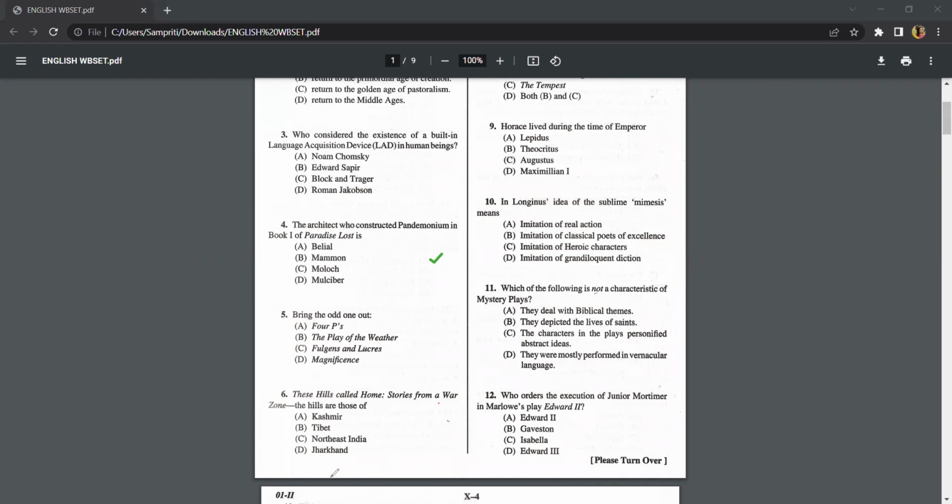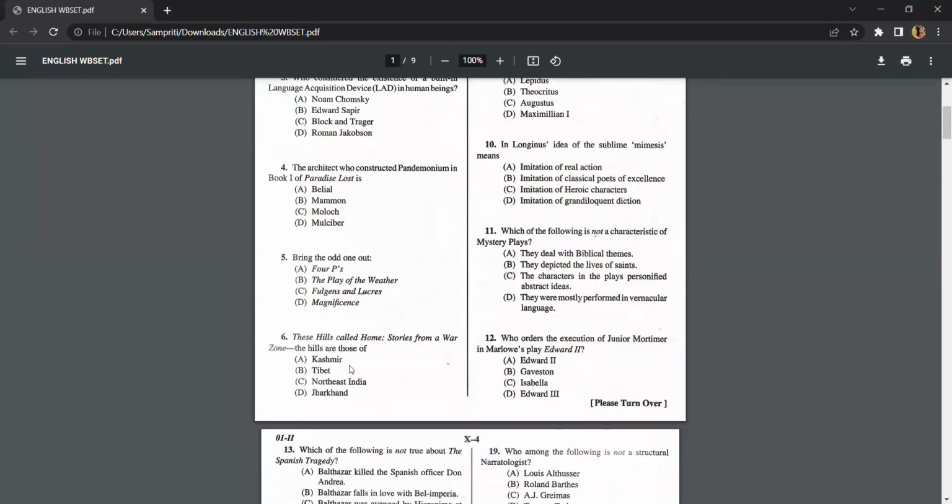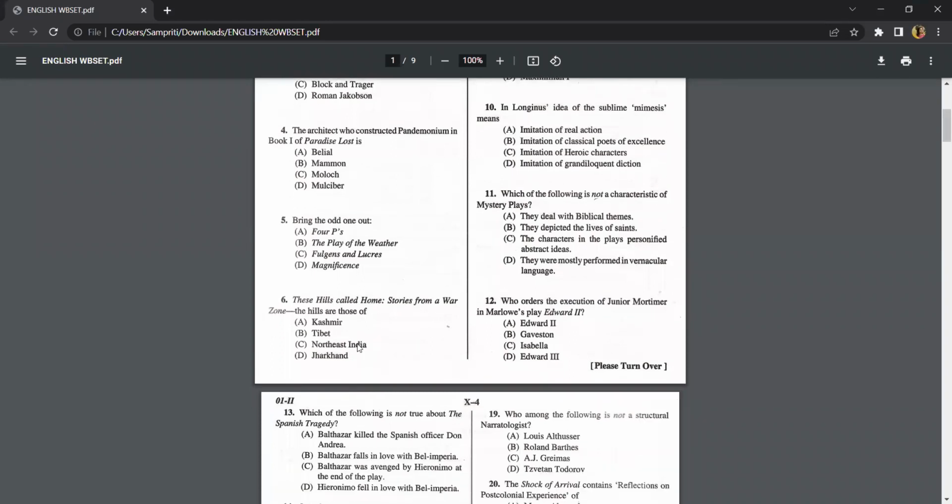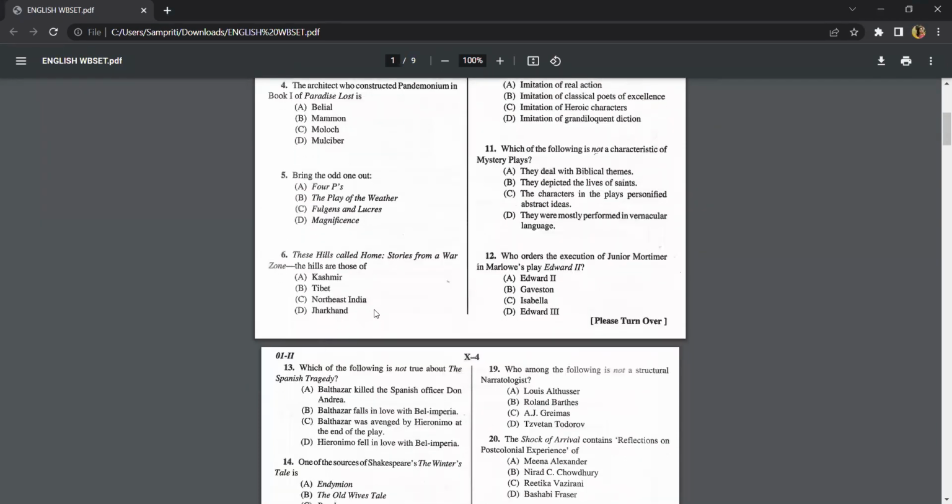These Hills Called Home, Stories from a War Zone. This is very important. This Hills Called Home is written by Temsula Ao. It's a Naga author, also a poet. And Stories from a War Zone, she talks about the hills of Northeast India. So option C is the correct answer, Northeast India.